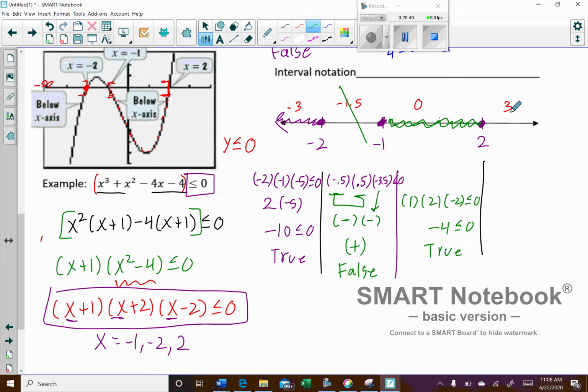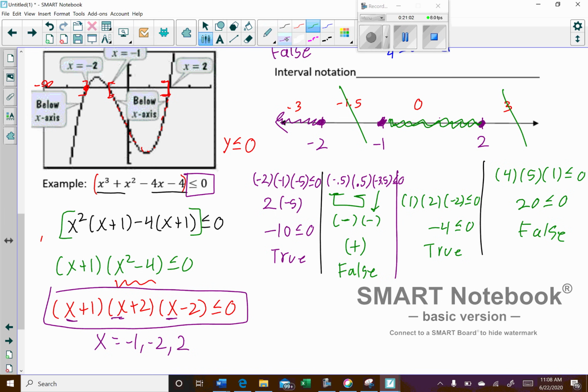And then now we'll try plugging in 3. If I plug in a 3, I'm going to get 4 times 5 times 1. Is that less than or equal to 0? Those are all positive numbers. You're going to get 20 is less than or equal to 0. That is false. So we are not going to include that one.